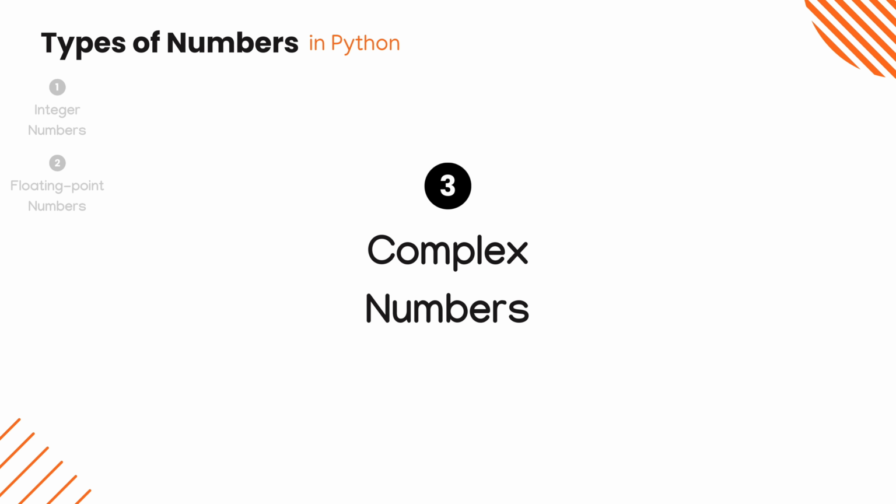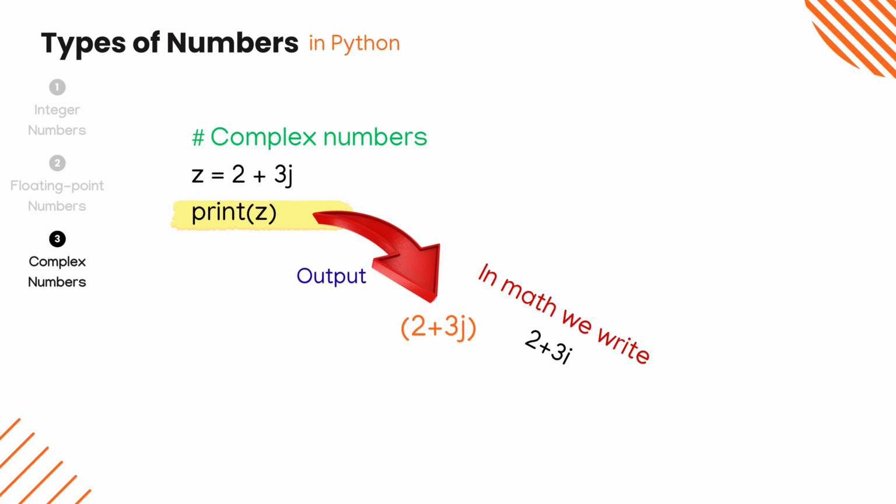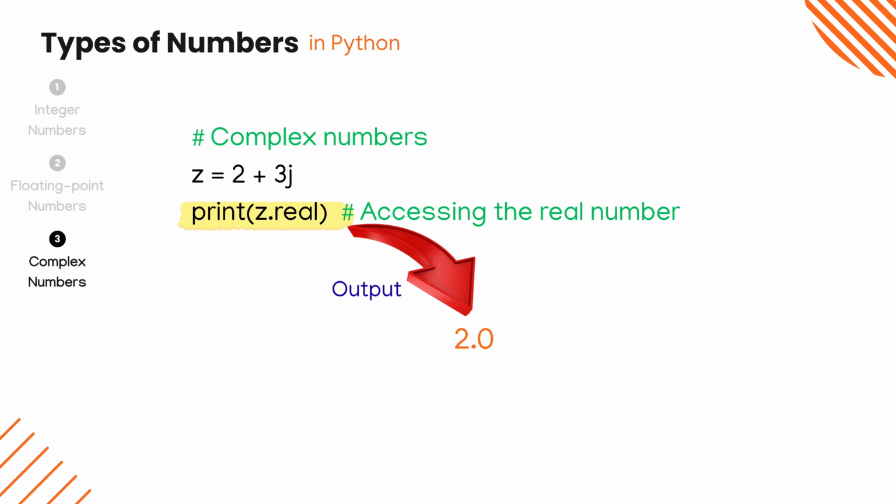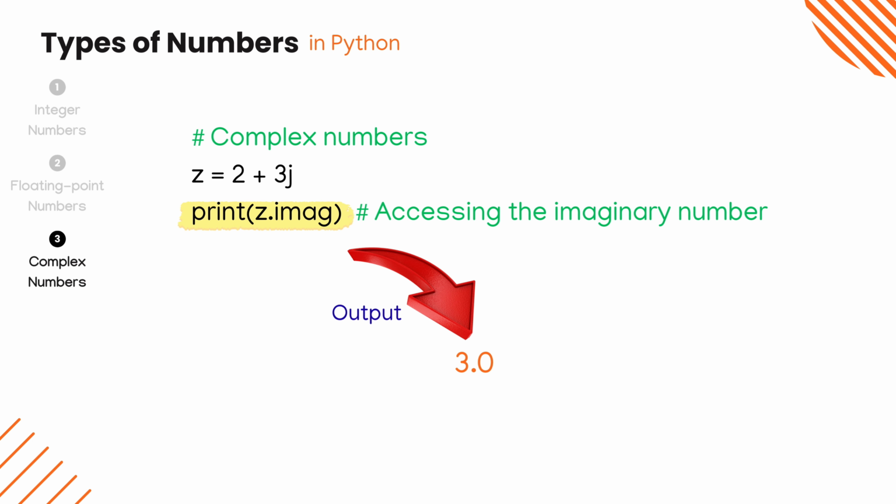Python has built-in complex numbers. In math, we write 3i, but Python uses j. That's engineering notation. You can also access the real part and also the imaginary part.